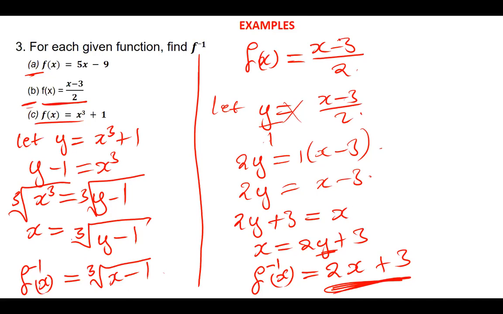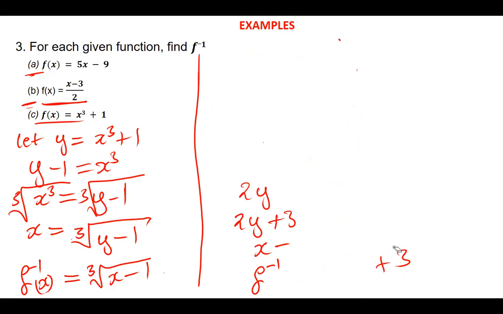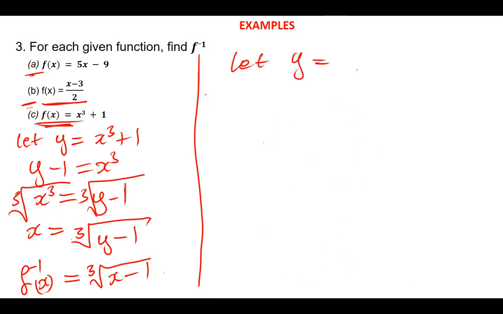Okay, so the third example, let me just erase this part. The third example is a very simple and straightforward example. What I said is that this is the function here. So you just say let y be equal to the function that we've been given, which is x to the power 3 plus 1. To make x the subject of the formula, we just take the 1 to the other side. Hence, we're going to have y minus 1 is equal to x to the power 3.